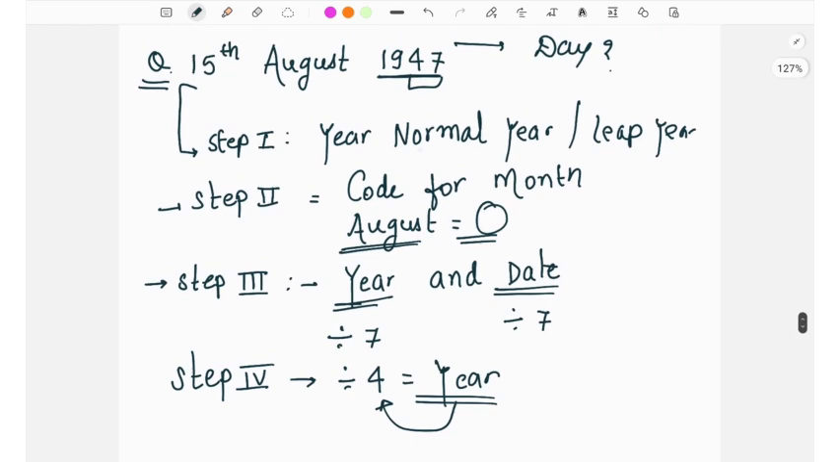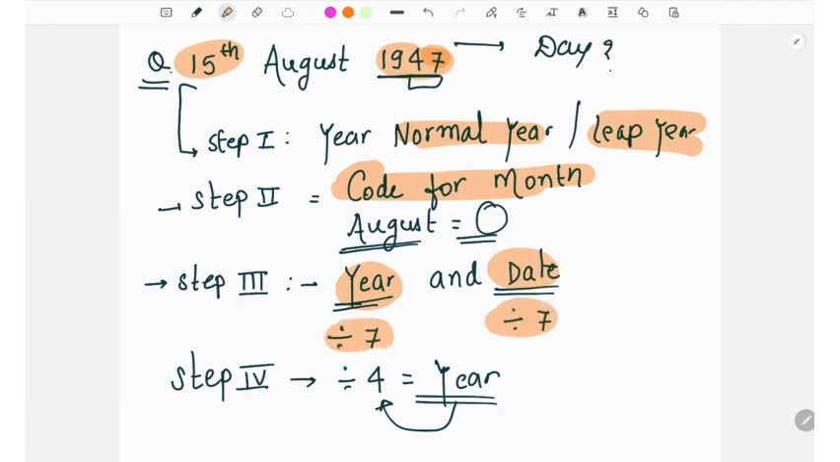What are the steps? First of all, check whether the given year is a normal year or a leap year. For step 2, we are going to see the code for the month. Step 3, you have to divide the year, that is 1947, and the date, that is 15th of August, both by 7. And in step number 4, students, divide the year, 1947, once again by 4 now. Not by 7, by 4. These are the steps that we are going to follow. Just take a screenshot of this and let's move ahead.